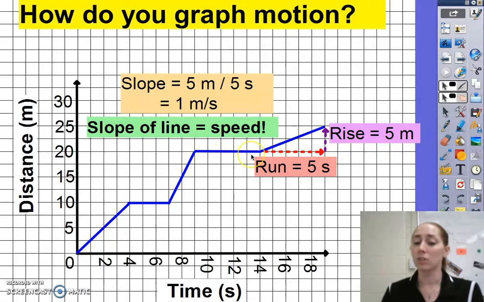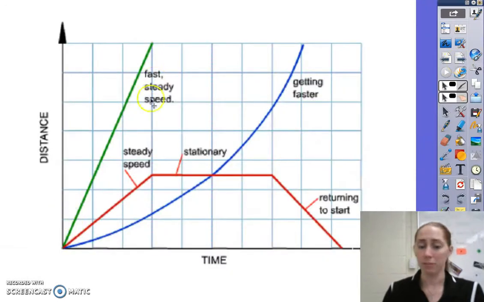So when it's flat and there's no slope, it's a slope of 0, you're not moving. Really steep means that you're moving quickly. Very fast, a steady speed up. Very stationary, returning back home. And if it's a curved line, that means you're accelerating. We'll talk about that more later.